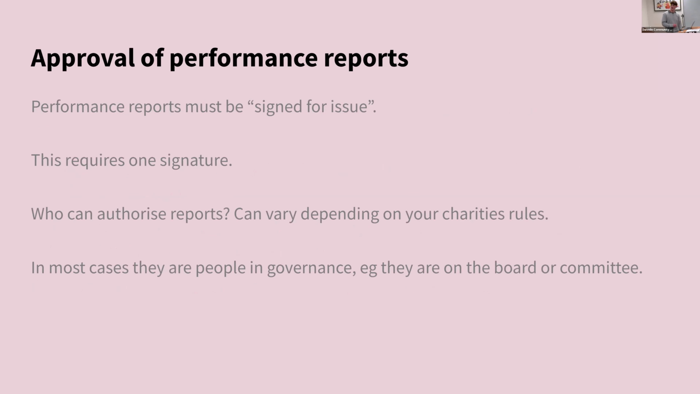So now just a bit about the approval of performance reports. Performance reports must be signed for issue. This requires one signature. So you might be wondering who can authorize these reports. It does actually vary depending on your charity's rules, but in most cases they are people in governance, so normally board or committee members.